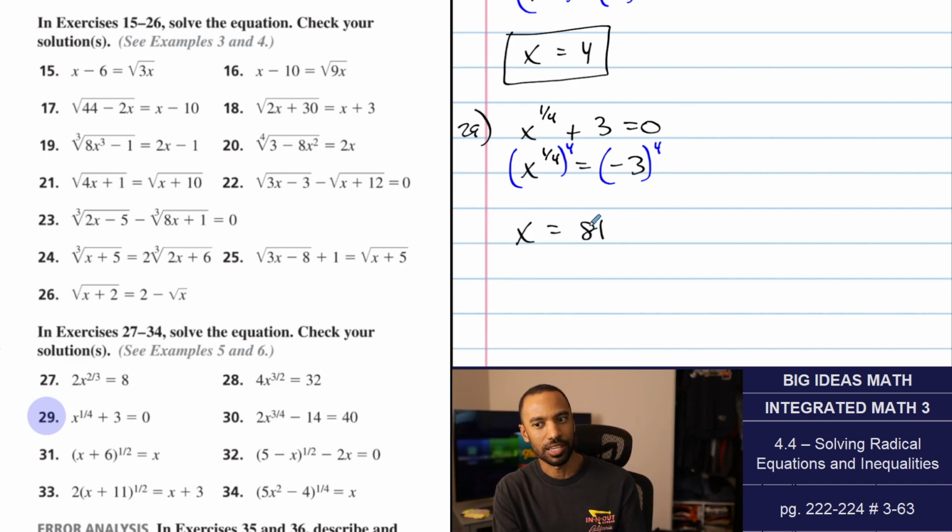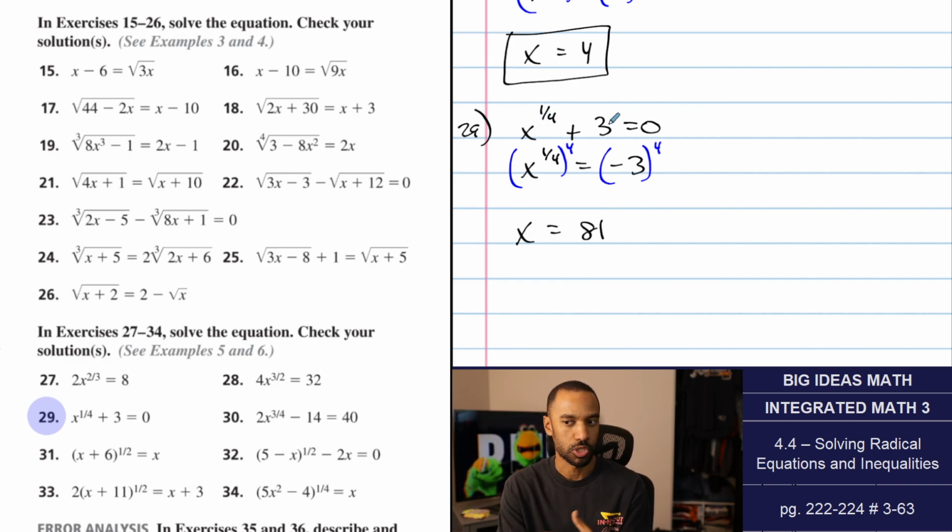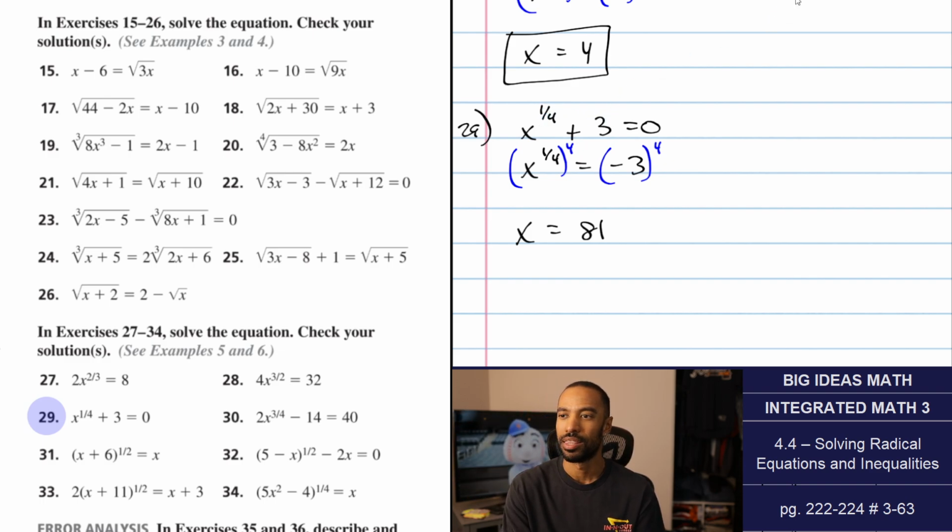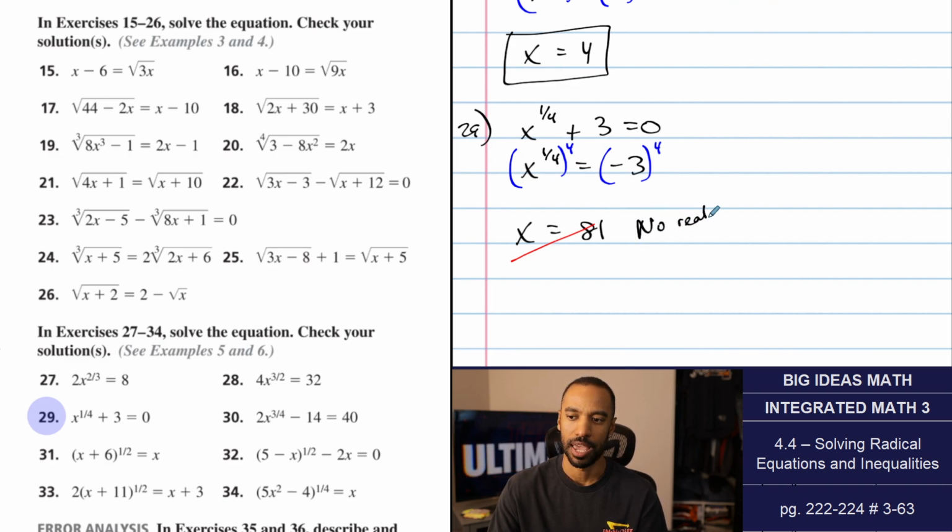Well, if you double check this, whether it's in this part of the equation or the original, 81 to the 1/4 is the 4th root of 81, which is 3. 3 plus 3 is 6. 6 doesn't equal 0. This is an extraneous solution. Therefore, no real solution to be had.